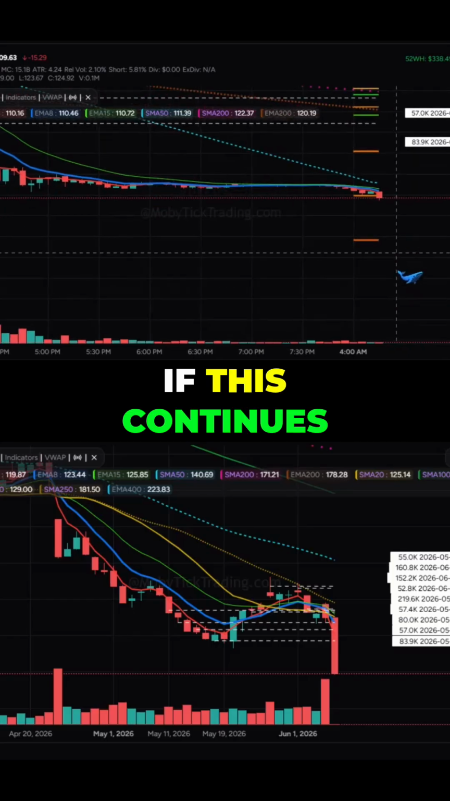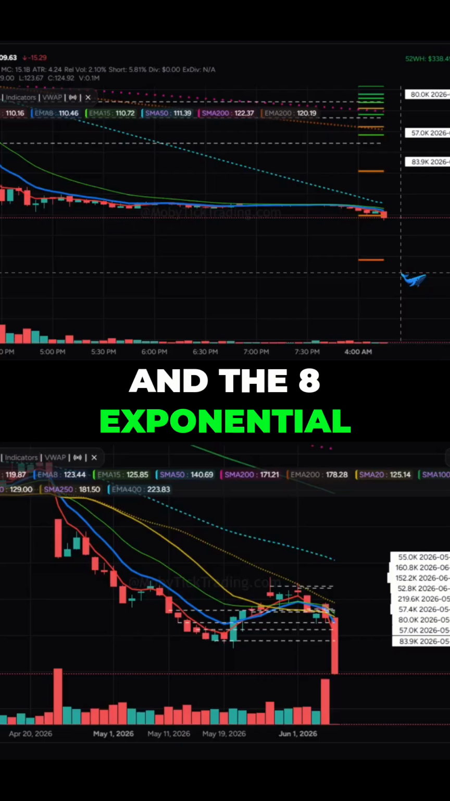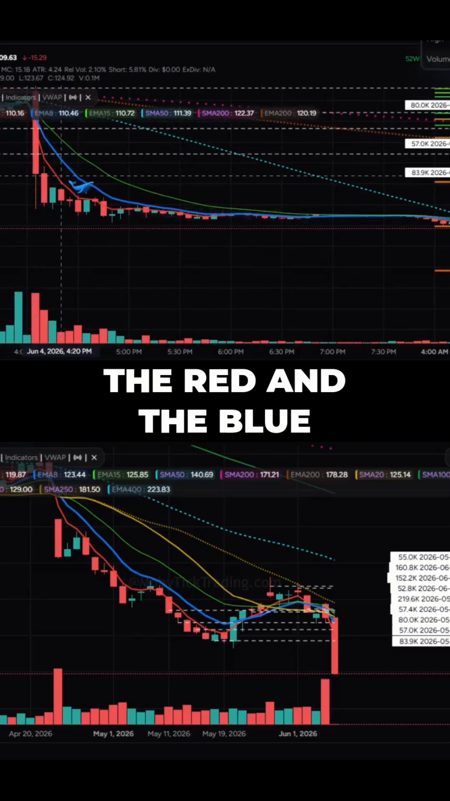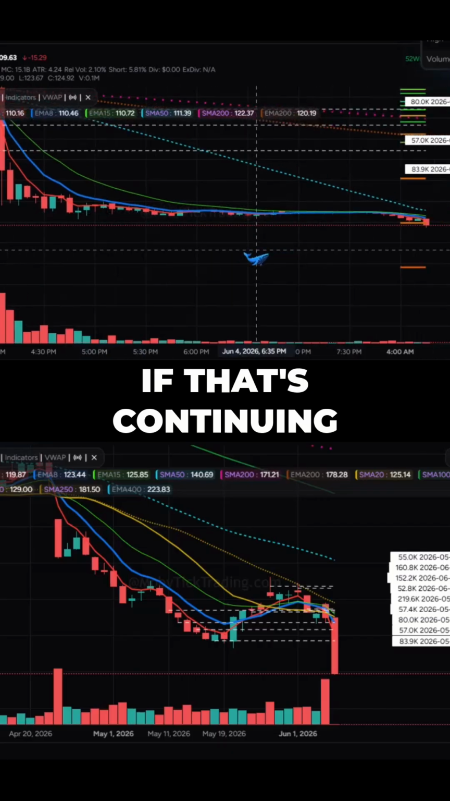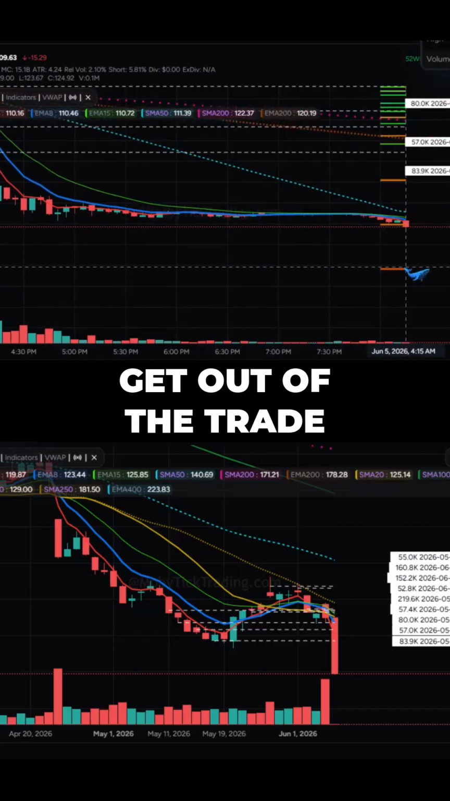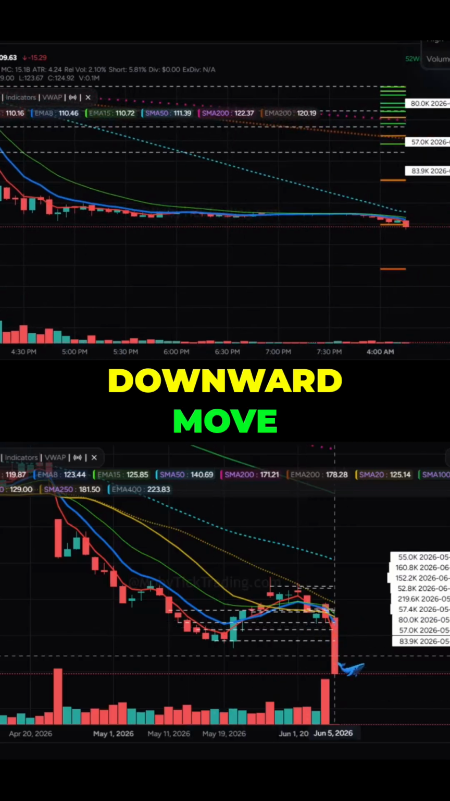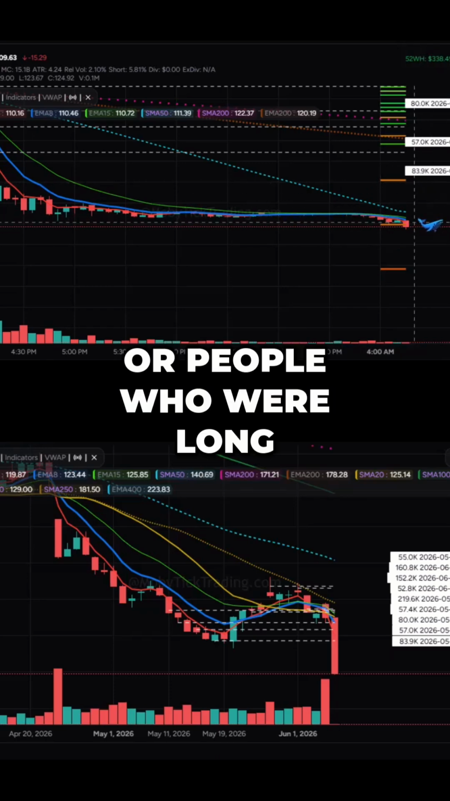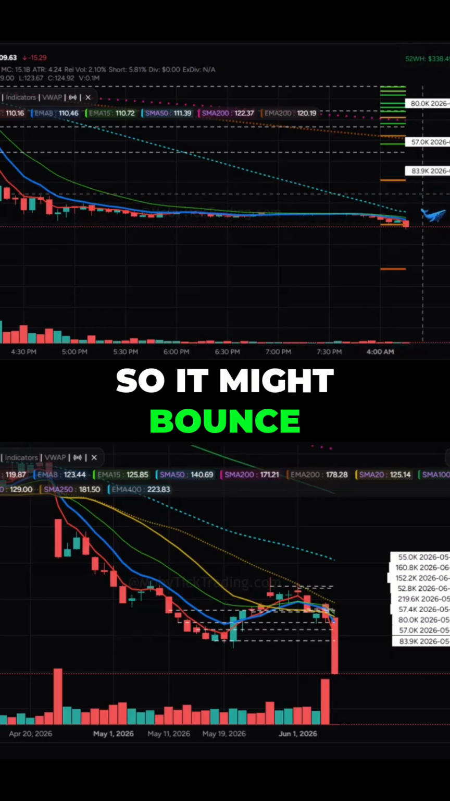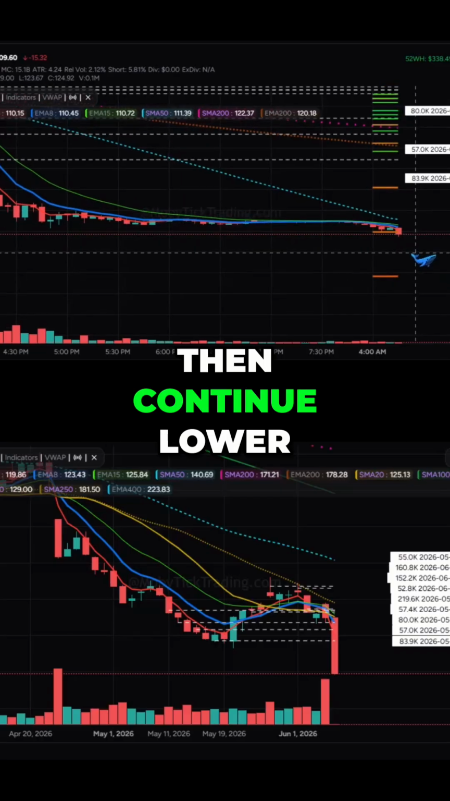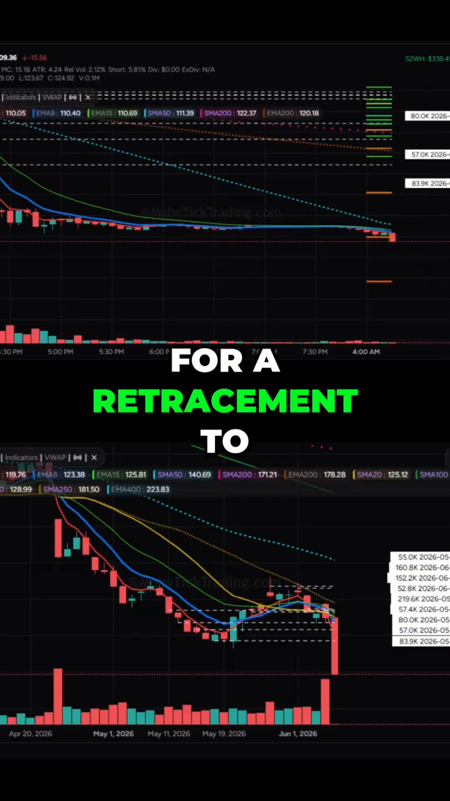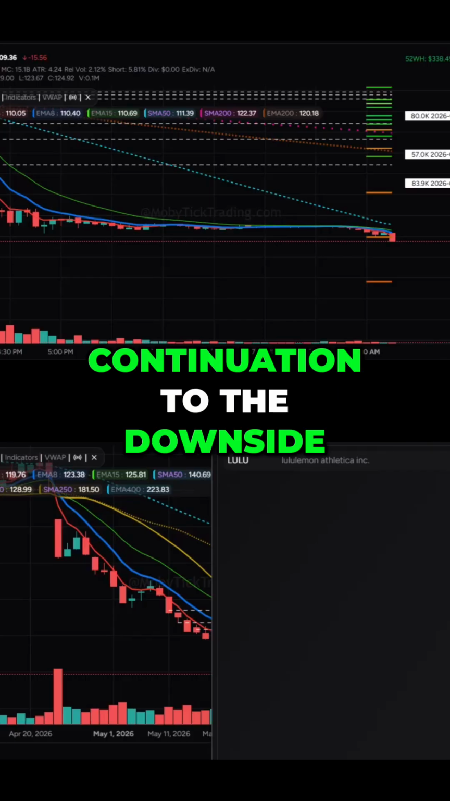If this continues, you have the 4 and the 8 exponential moving average running down together like you see this, the red and the blue. If that's continuing, there's no reason to get out of the trade. So this is a big downward move. There'll probably maybe be some profit taking or people who were long, so it might bounce a little bit and then continue lower. So we'll see. So you're mapped out on both sides for a retracement to the upside and a continuation to the downside.